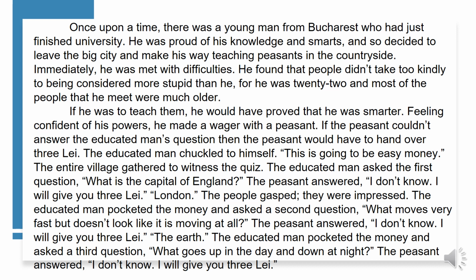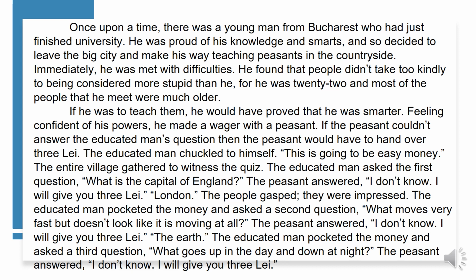The educated man chuckled to himself. "This is going to be easy money." The entire village gathered to witness the quiz. The educated man asked the first question. What is the capital of England? The peasant answered, "I don't know. I will give you 3 lei." "London." The people gasped. They were impressed. The educated man pocketed the money and asked a second question.